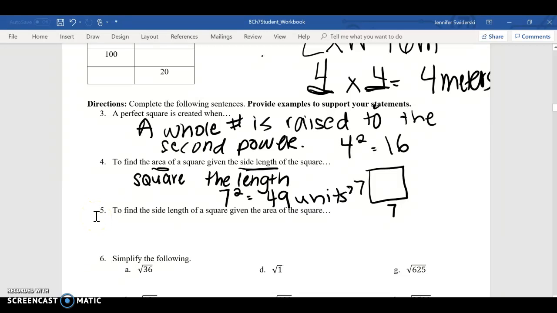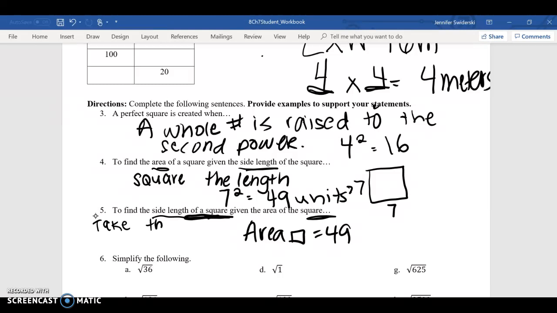What do you need to do to find the side length of a square given the area of the square? So what if I told you that the area of a square is 49? What are my side lengths? Well, yes, we just answered this up above, Ms. Fedorsky, but look, what we need to do is go and copy this down. We take the square root of the square. You might be saying, the what?